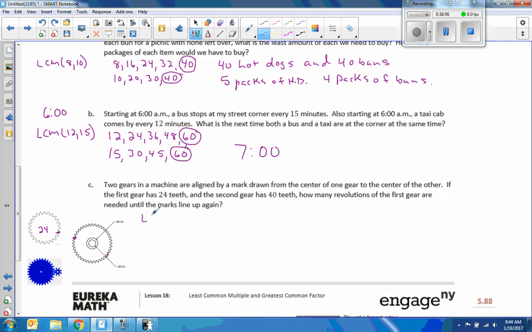Okay, so this is an LCM problem, and we're comparing 24 teeth to 40 teeth. So LCM of 24 is 24, 48, 24 times 3 is 96. Okay, 96 plus 24 is 120. Alright, and I've ended with a number in 0, so multiples of 40 are going to end in 0, so let's see if that one's one of them. 40, 80, 40 times 3 is 120, so there is our LCM. Okay, so this 24-tooth gear is going to have to rotate 5 times before the two teeth line up again.